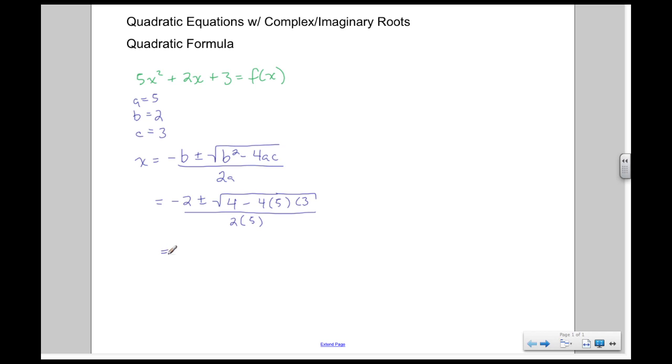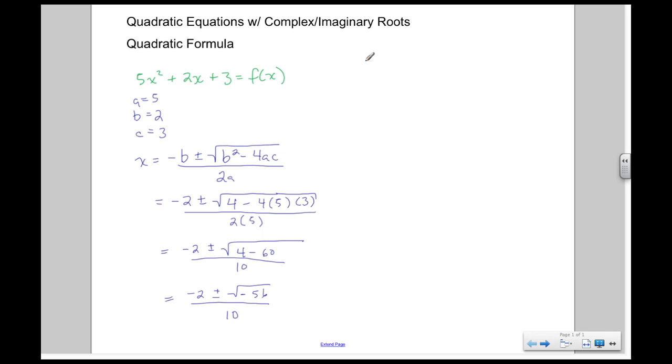Now we'll continue by evaluating what's underneath the radical here. So I have 4 times 5 is 20, and 20 times 3 is 60. And then the denominator here is 2 times 5, or just 10. We'll continue to evaluate what's underneath the radical. I have 4 minus 60, which gives me a negative 56. All of this here divided by 10.